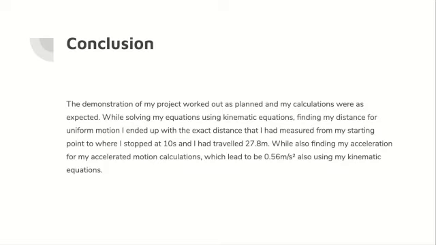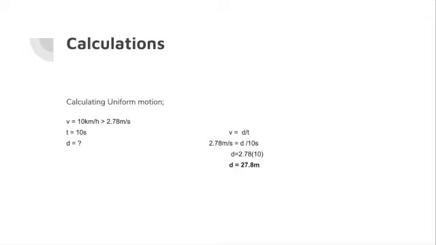Conclusion. The demonstration of my project worked out as planned and my calculations were as expected. While solving my equations using the kinematic equation, finding my distance for uniform motion, I ended up with the exact distance that I had measured from my starting point to where I had stopped at 10 seconds, and I had traveled a total of 27.8 meters. While also finding my acceleration for my accelerated motion calculation, which came out to be 0.56 meters per second squared, also using my kinematics equations.